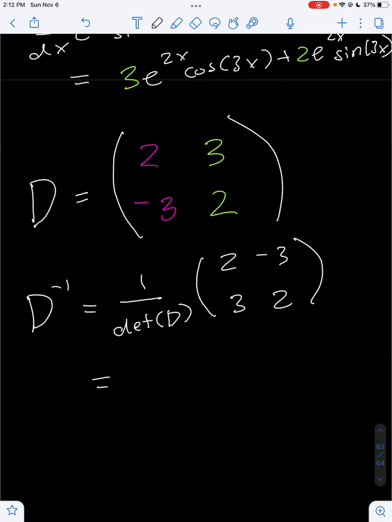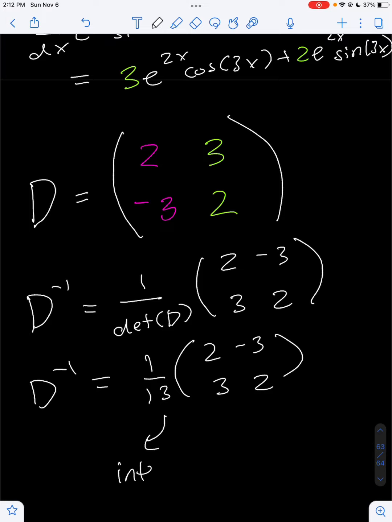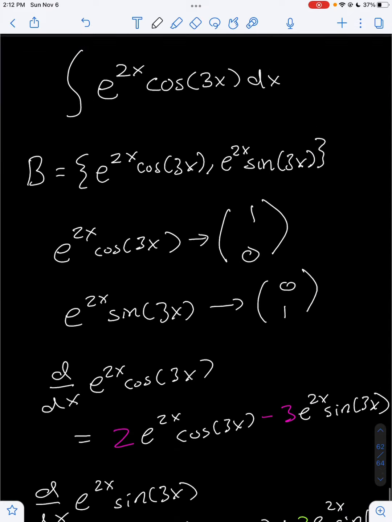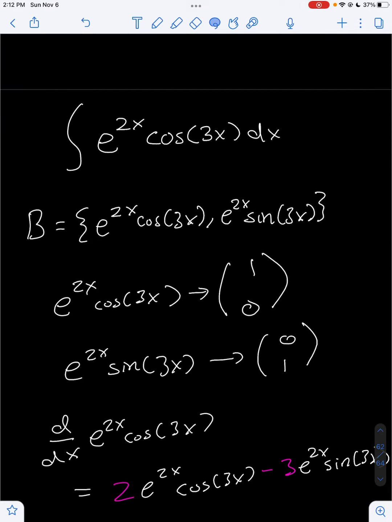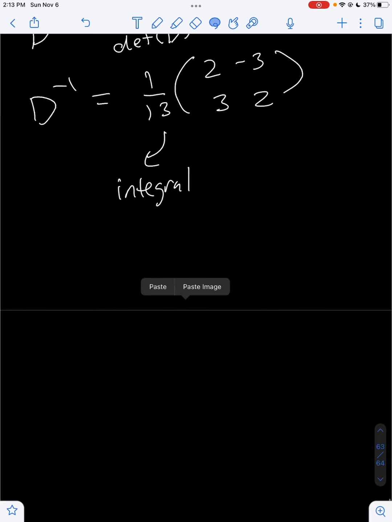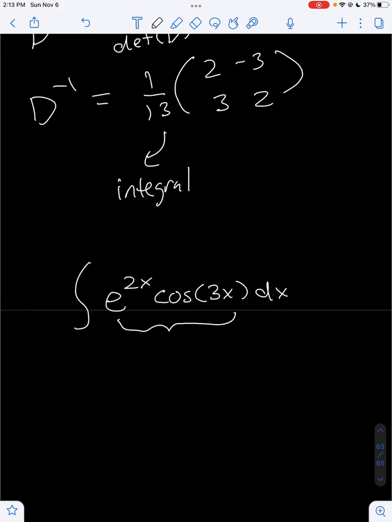And the determinant is just 13, so we have 1 over 13 times [2, -3; 3, 2]. And here is going to be how our integral is represented as a matrix. So now what we can do is take our original function that we had at the top, put it down, and we know that this part inside the function is represented as 1, 0, right?